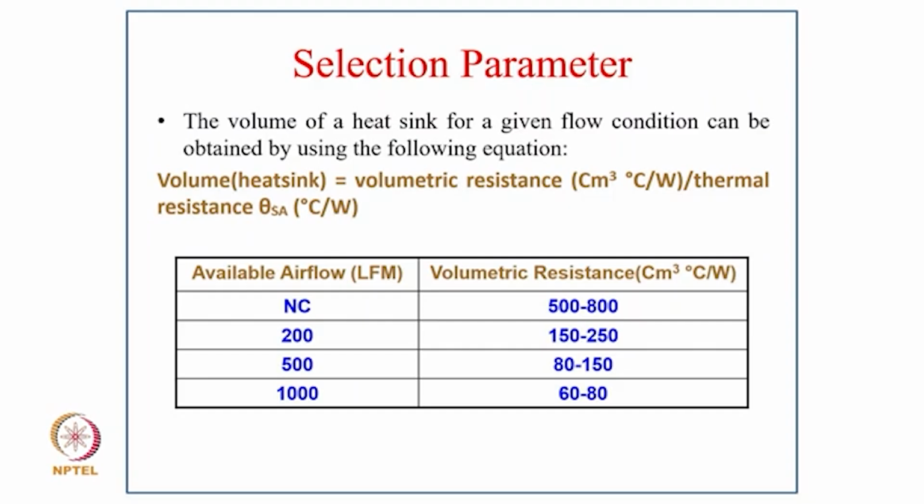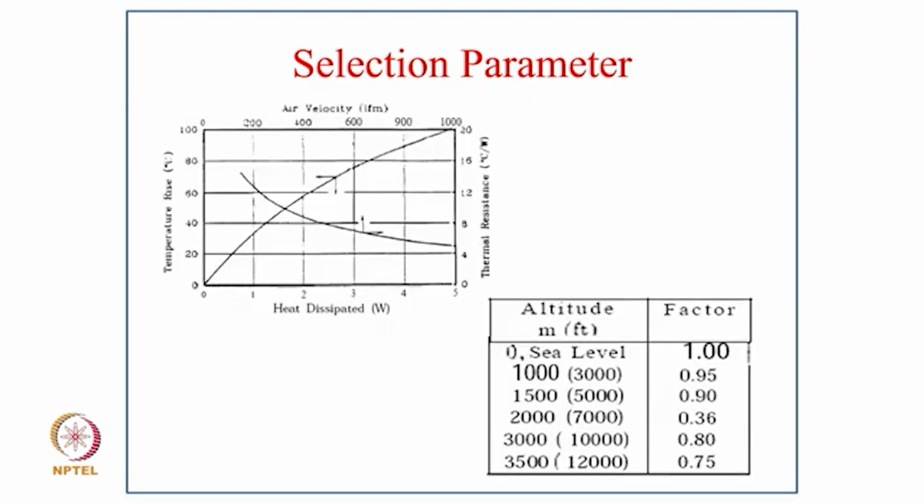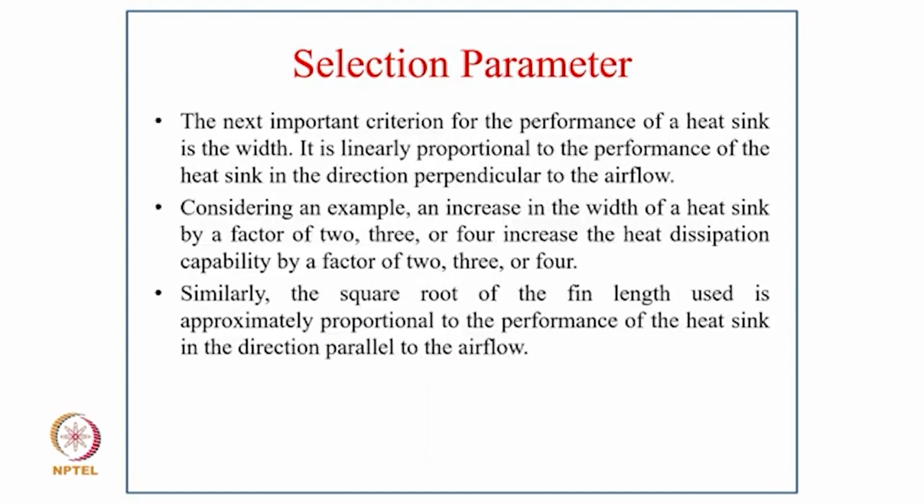Available airflow in LFM and volumetric resistance are given here in the different ranges. The same is given graphically here with the air velocity, temperature, and heat dissipated, and this also depends on the altitude factors corresponding to where the devices are used.